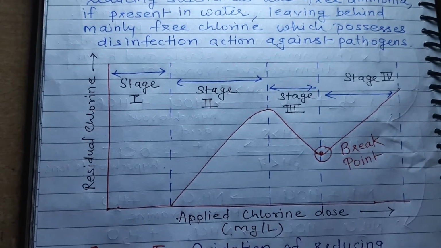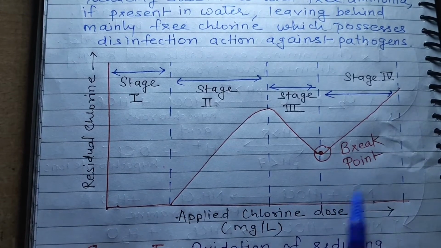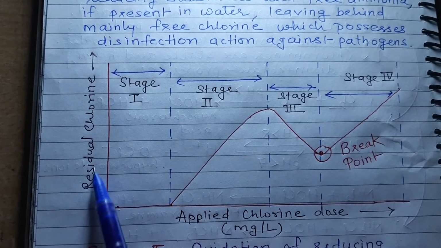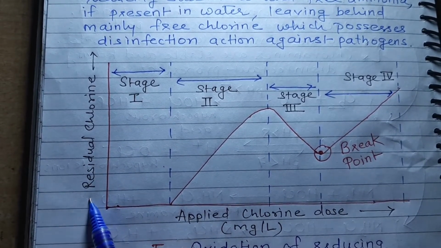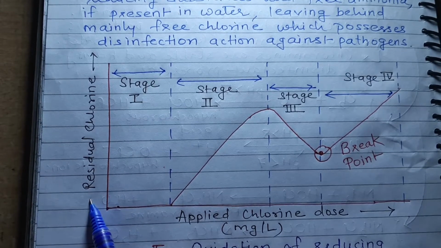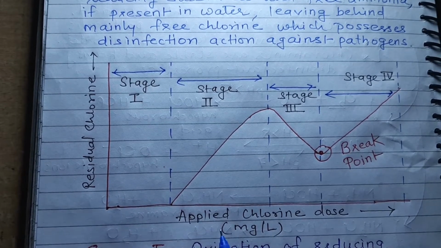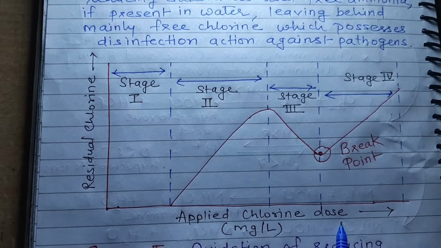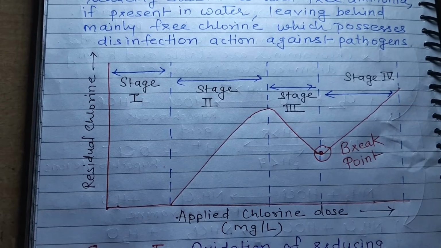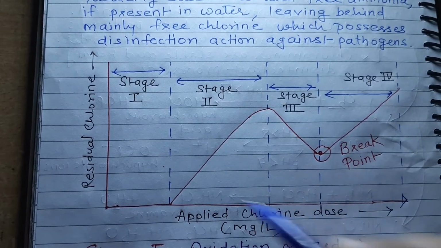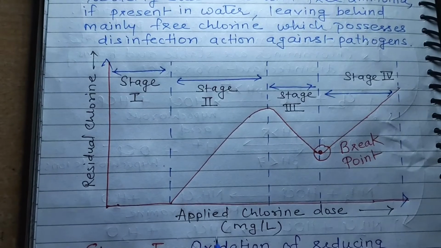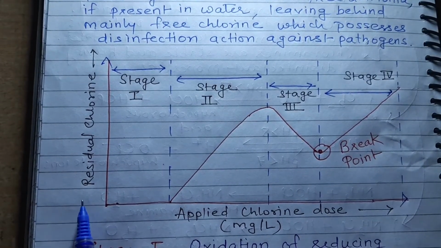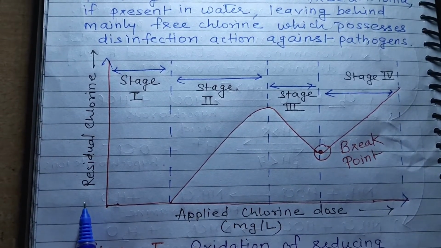Here you can see a graph which is plotted between residual chlorine. This residual chlorine is actually the amount of chlorine present in water when we apply some chlorine dose. Here we are taking on x-axis the applied chlorine dose. So applied chlorine dose and residual chlorine, when we plot a graph between them, what happens?